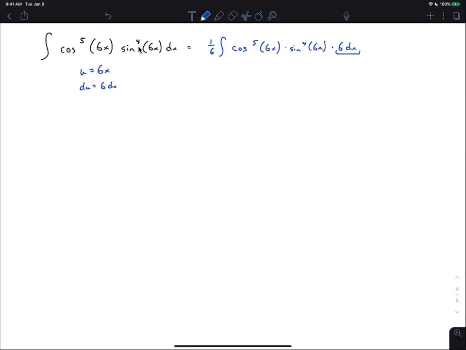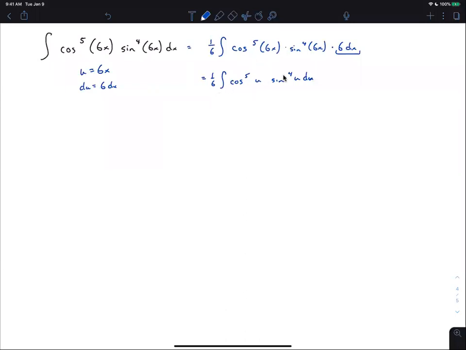And so now you've got 1/6 integral cosine to the fifth u sine to the fourth u du. And now it's like the ones we've been doing, except 1/6 just sits there the whole time. Does that make sense? I think it's easier to deal with it that way than to have to deal with u equals sine of 6x. Although you could let u equal sine of 6x.